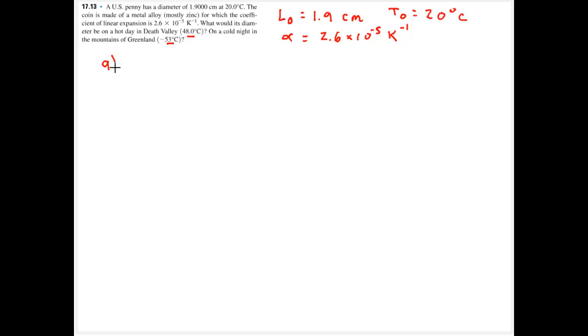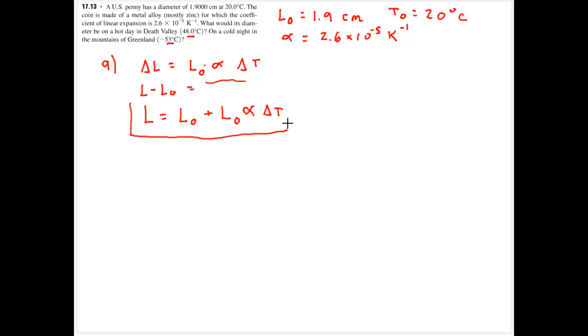So for part A, let's take a look at Death Valley. My change in length is going to be equal to my initial length multiplied by my coefficient of linear expansion multiplied by the change in temperature. So my length minus my initial length is equal to all that stuff right there. So I can simply say that my length is going to be equal to my initial length plus my initial length multiplied by the coefficient of linear expansion multiplied by the change in temperature. This is what I'm going to use for both part A and part B.